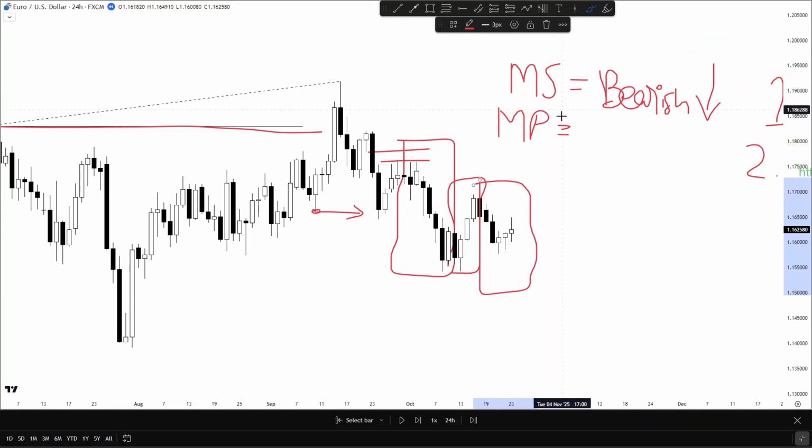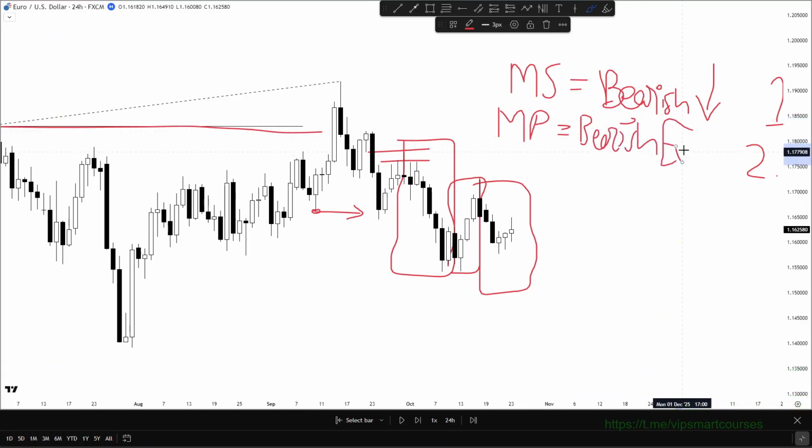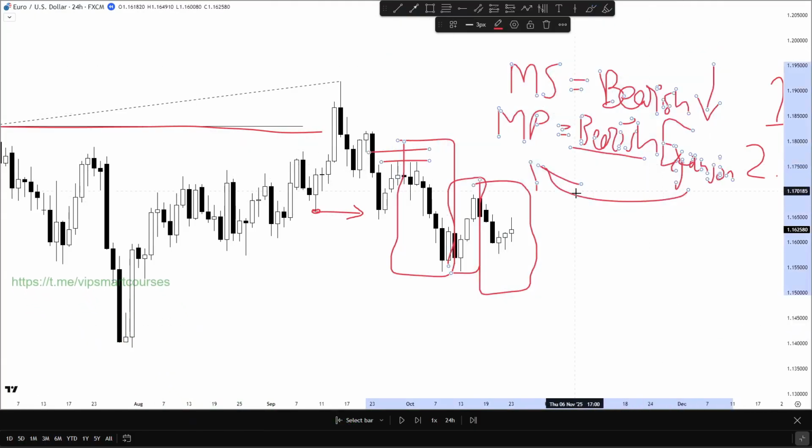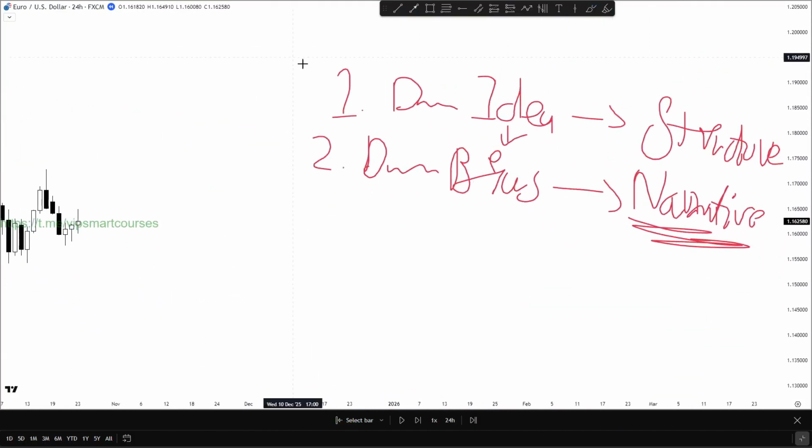So based on market profiles, we've refined this idea down to this conclusion that the market is going to have a bearish expansion. The market is going to have what? It is going to have a bearish expansion. We determined this element based on market structure, and we determined that it's going to have an expansion based on market profiles. Okay, so now let me just quickly summarize this.